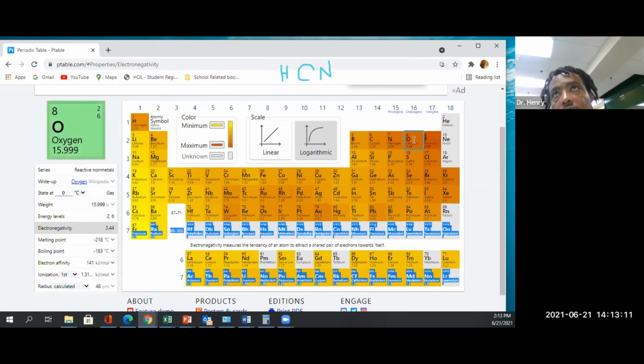So for instance, oxygen is stronger than sulfur. Oxygen is 3.44 in terms of electronegativity. Sulfur is 2.58. Okay, do you guys see that? Yes, no, maybe? Okay, yes or no? Do you guys not see that? Yes.